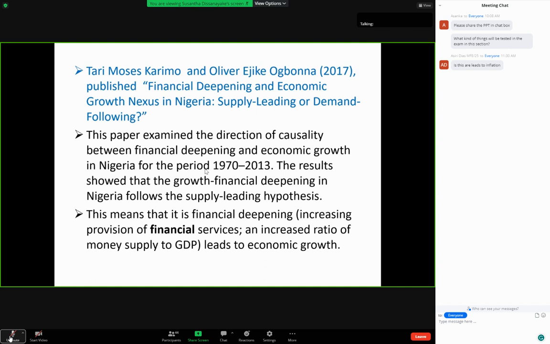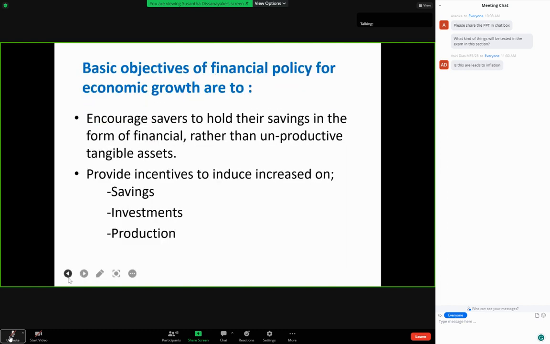So simply, financial deepening means more and more buying of credits. That means increasing more and more money supply to the economy, which ultimately increases economic growth. Yes. So then we are moving to the next one.